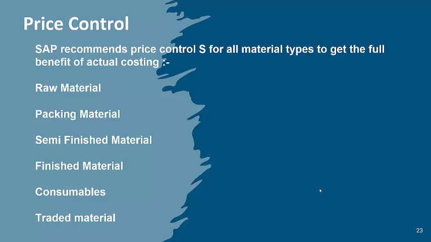Now, price control. SAP recommends price control S for all material types to get the full benefit of actual costing. So raw material, packing material, semi-finished material, finished material, consumables, and traded material. All of these, generally, we should have price control S to get the full benefit of actual costing. So SAP recommends price control S for all these material types when actual costing is activated.